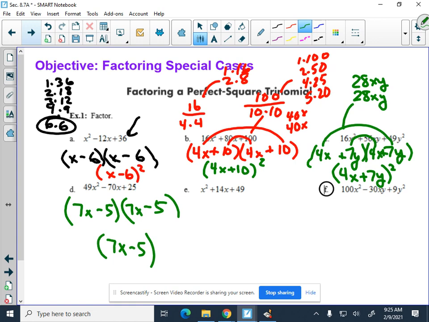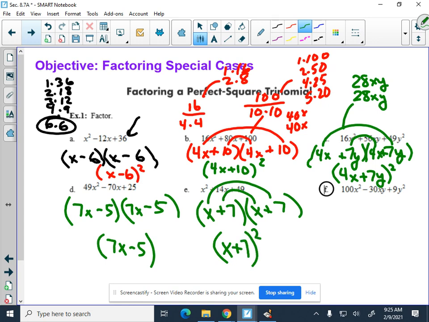Okay. Now, this is why we call them special cases, because not all of them work out this easy. But when you recognize you have two perfect squares, it does work out pretty easy. Okay, so the next one, of course, we're going to go x and x. And 49 is 7 and 7. And if it's both positive, that's 7 and 7 make 14. So this one is x plus 7 squared.